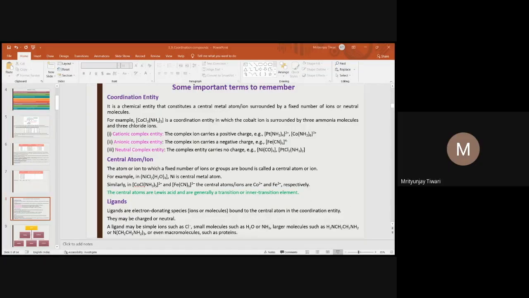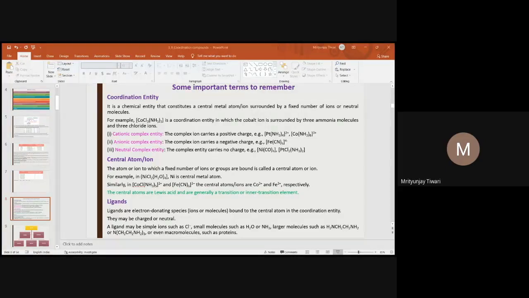We have already seen what the central atom or central ion is. Here, platinum is the central atom or ion, cobalt is a central ion, iron is a central ion, nickel is a central atom, and platinum a central ion. The central atom or ion is the atom or ion to which a fixed number of ions or groups are bound, and these fixed numbers of ions or groups bound to the central atom are called ligands.